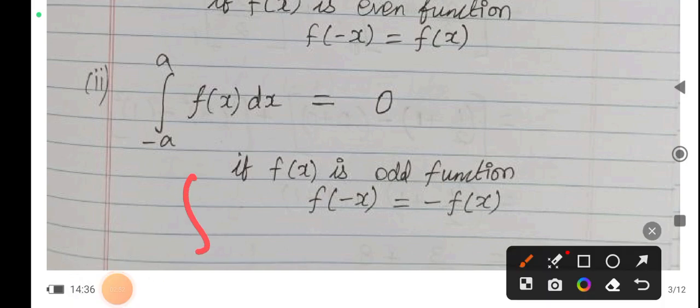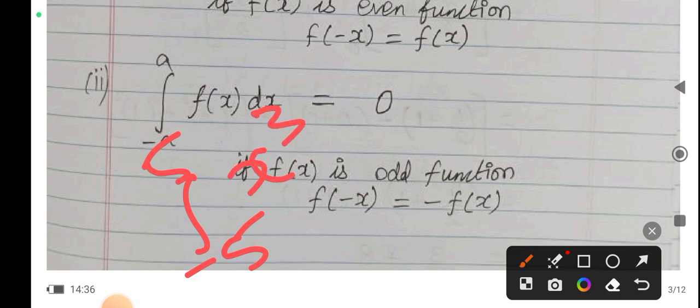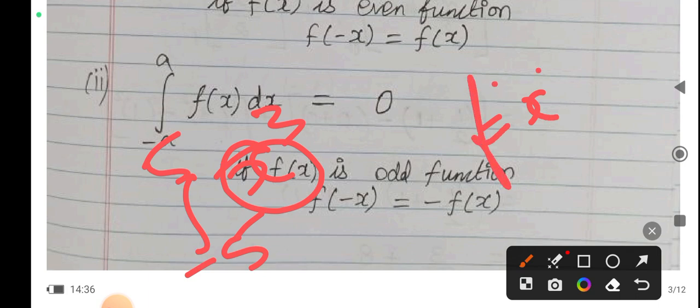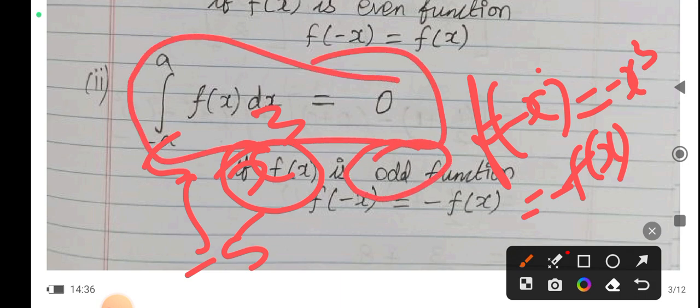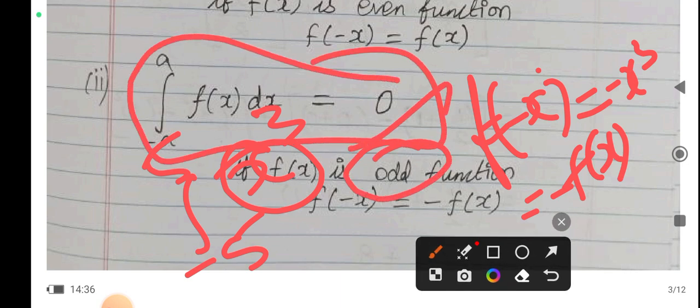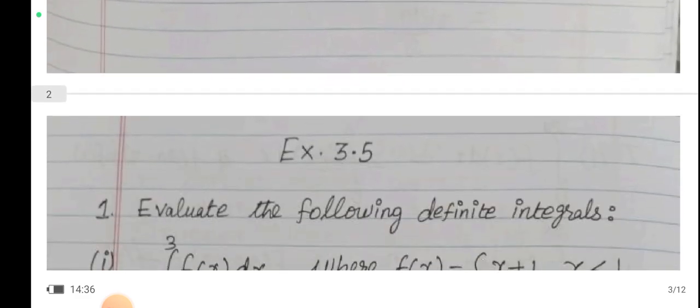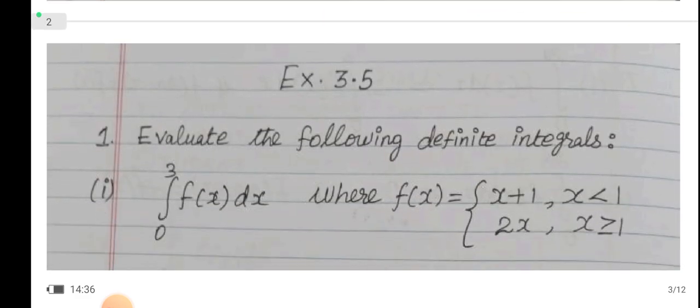For an odd function the answer is 0. For example, integral minus 5 to 5 of x cube. Instead of x, you apply minus x. So f of minus x will be minus x cube. That is nothing but minus f of x. Then we can say it is an odd function and that integral will be 0. Clear?